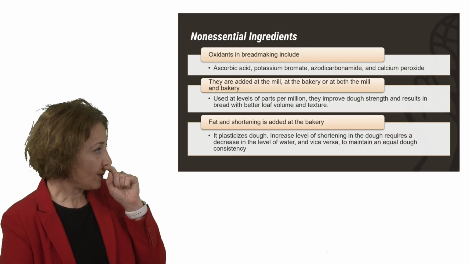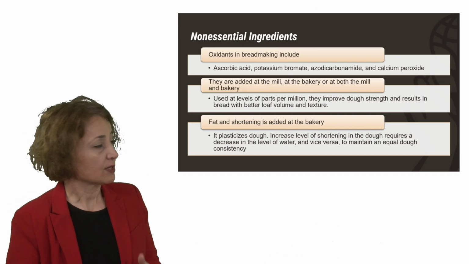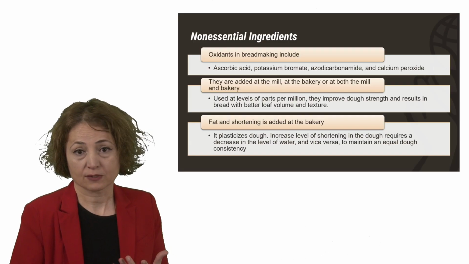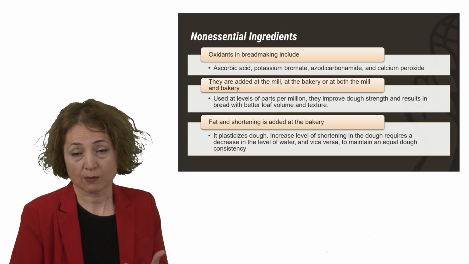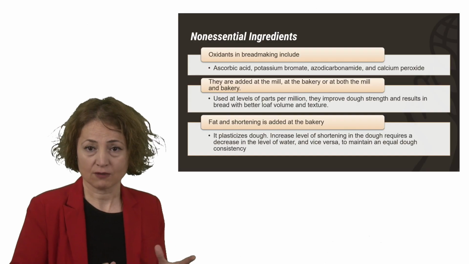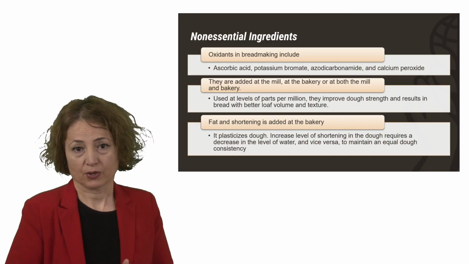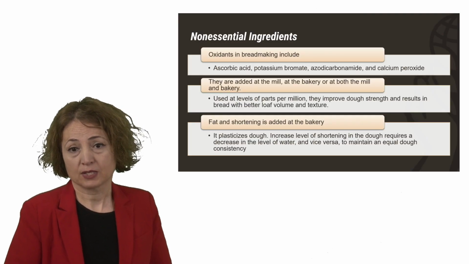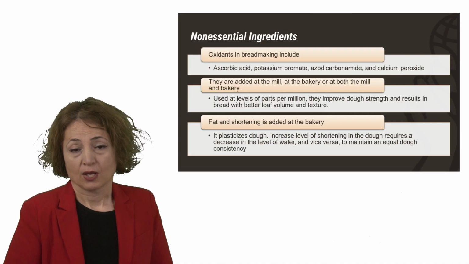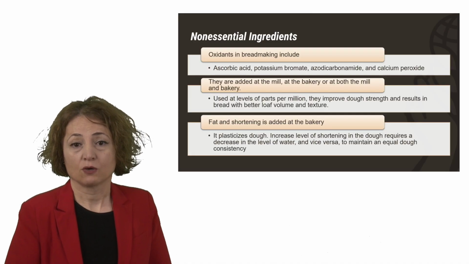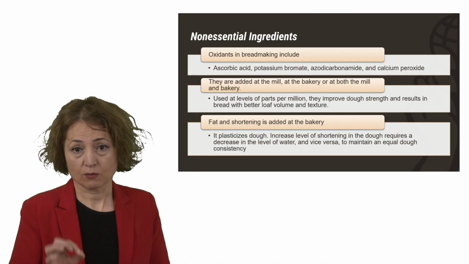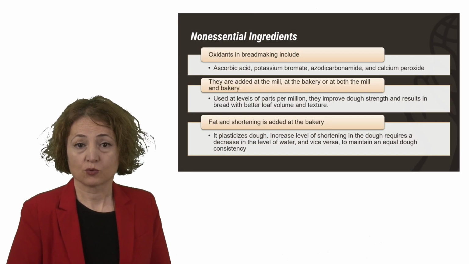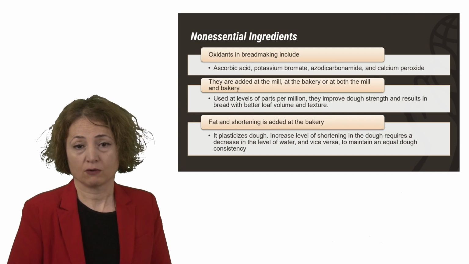And if we talk more about the non-essential ingredients, oxidants in bread making include ascorbic acid, potassium bromate, azodicarbonamide, which we will refer to as ADA from now on, and calcium peroxide. They are added at the mill sometimes, or sometimes we can add them in the bakery. They are used at levels of parts per million, so very small amounts. And they can improve dough strength and result in bread with better loaf volume and texture.